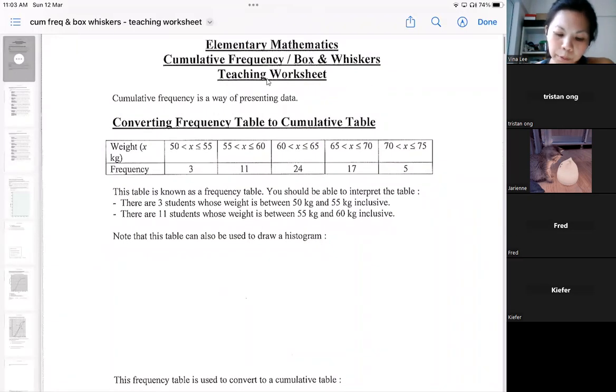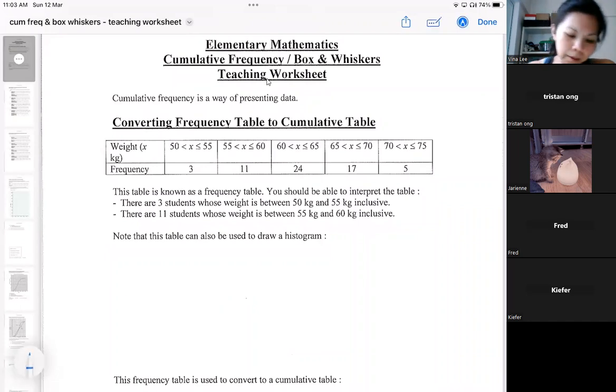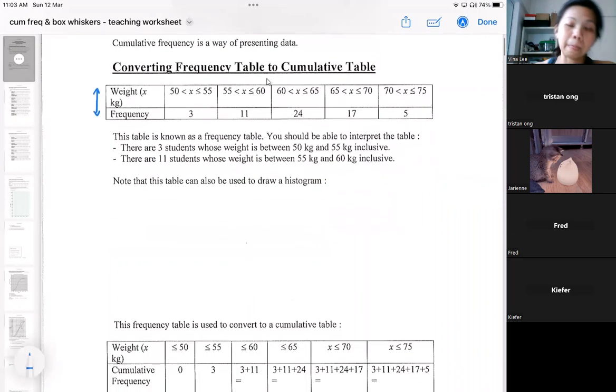Okay, so Jaren, if you look at this table, this is actually a table for a histogram. A histogram is like a bar chart, the one that you learn in Sec 1, Sec 2, but it's not. It's the bar chart that is connected together. So it will be something like this.